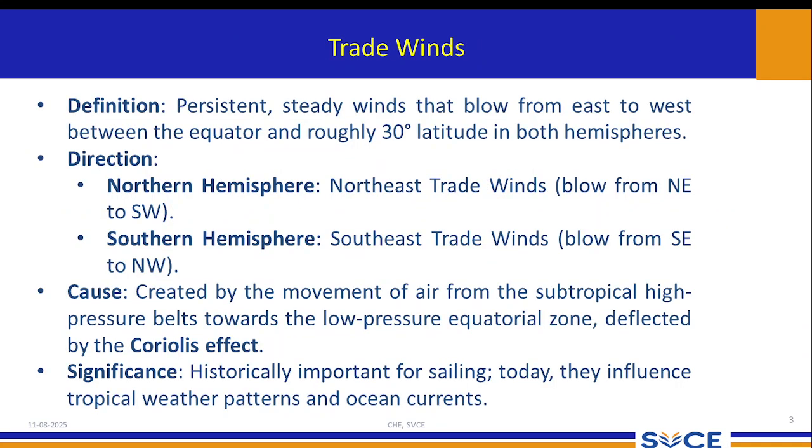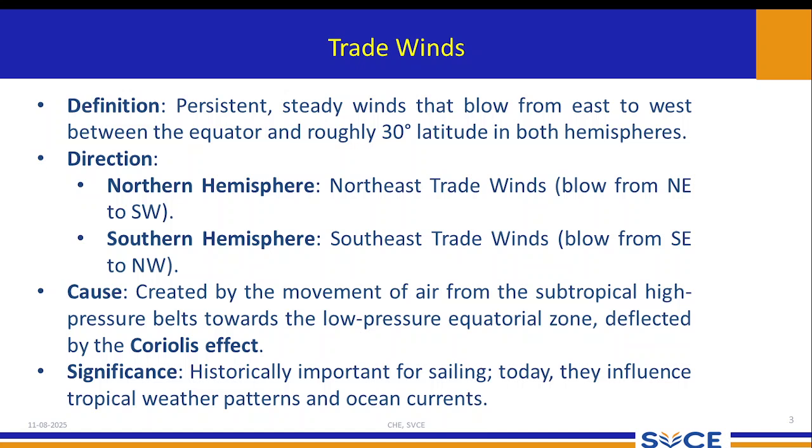Coming to the definition of trade wind, it goes like this: a persistent, steady wind that blows from east to west. Underline the word trade wind: it moves from east to west between the equator and roughly 30-degree latitude in both hemispheres. The direction: in the northern hemisphere, northeast trade wind; in the southern hemisphere, southeast trade wind.